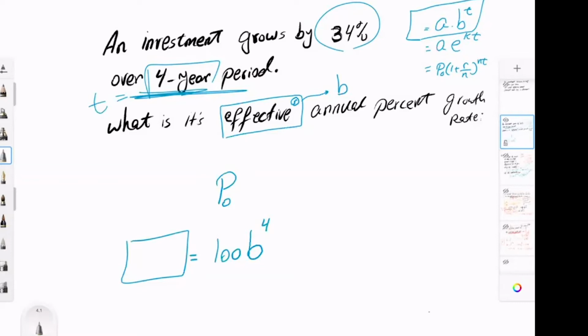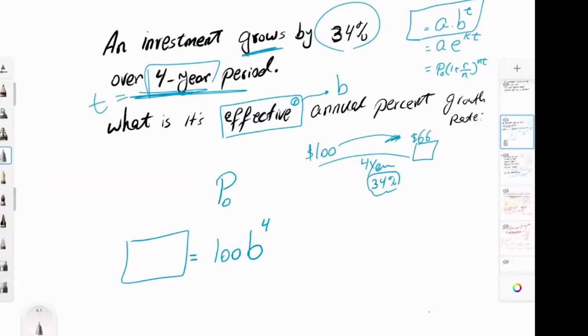So let's say you have $100 after 4 years, growing 34% after 4 years. How much money do we have? $66. $66 is not going to be increasing. The $100 becoming $66 is not growing, it's decaying.